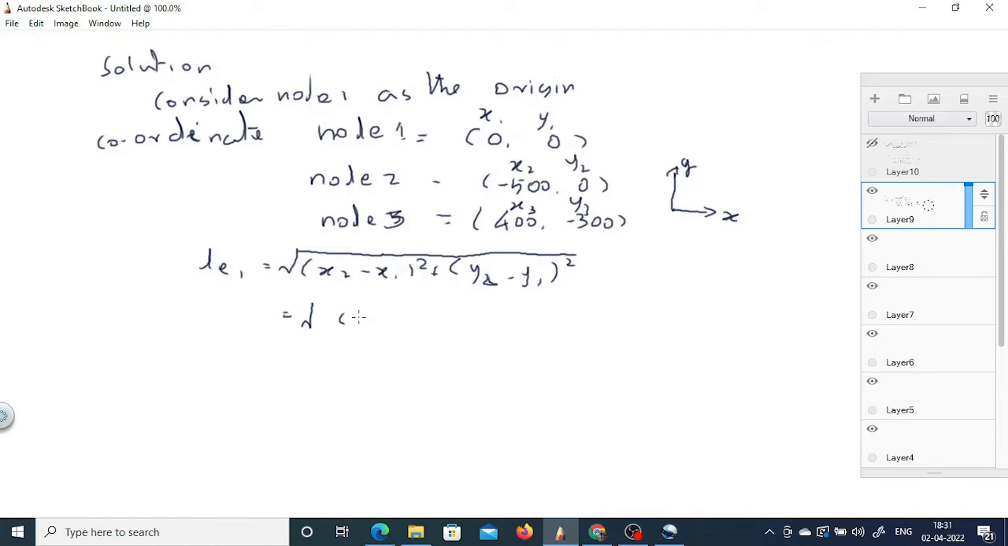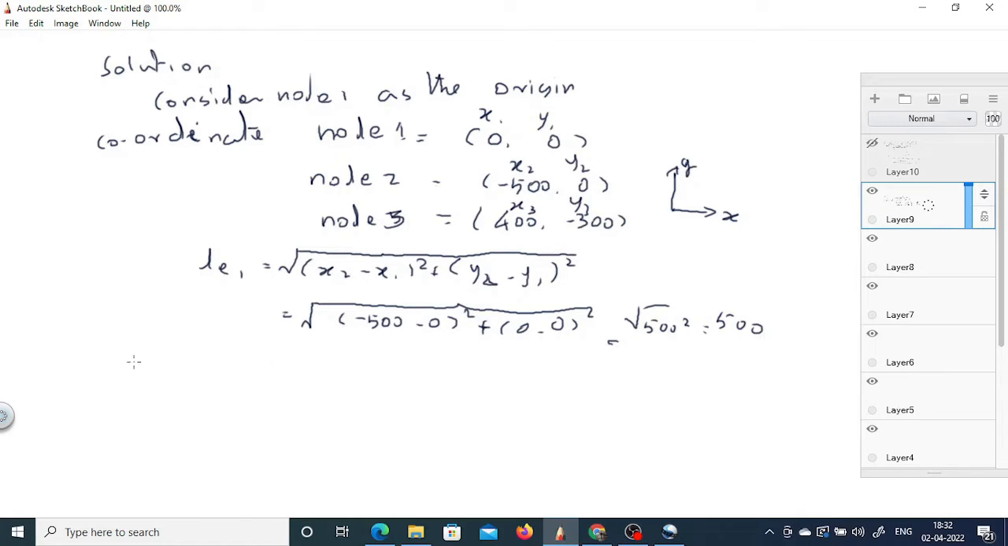Is equal to the square root of, what is x2? According to our problem, x2 is minus 500. What is x1? 0. So minus 0 square plus, what is y2? 0, and y1 also 0 square. So the square root of 500 square I got. So I can simply write 500 as LE1.